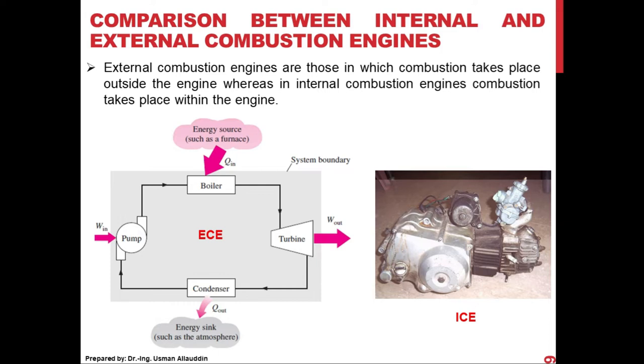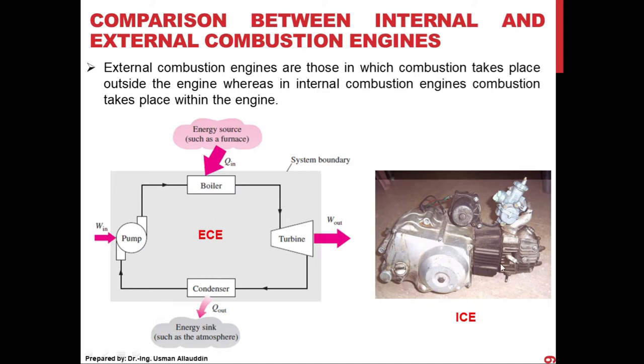The combustion will be taking place in the boiler, and it will produce the hot steam, and then it passes through a piping system, and it passes through some heat exchange devices, then it will go into the turbine, and it will produce the power output. So this is an example of an external combustion engine, where combustion is taking place somewhere else.